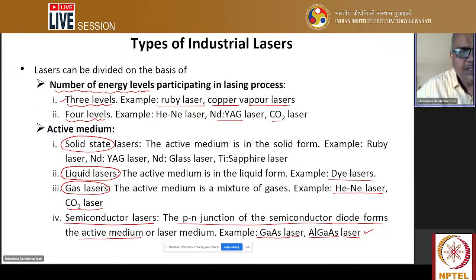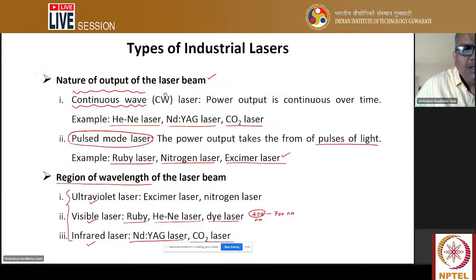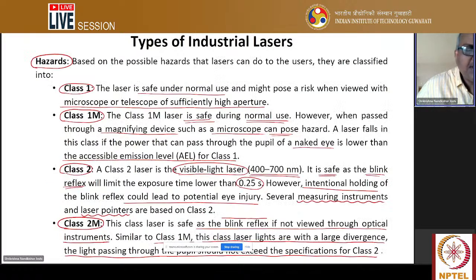Moreover, we have also seen the types of laser based upon their active medium, the nature of output of the laser beam, and industrial lasers based upon their hazard level.